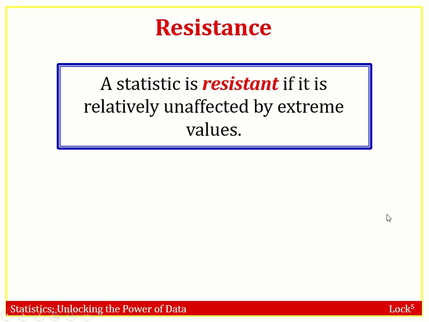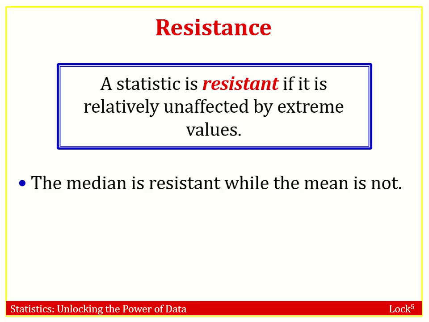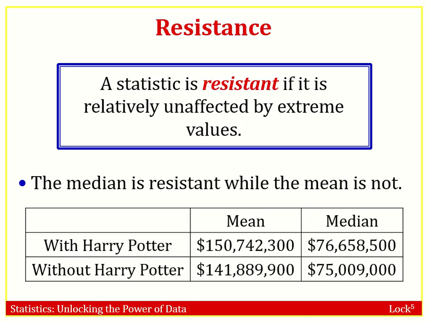Now, some statistics are resistant, meaning they are really not affected by those extreme outliers. So let's look at that. A median is resistant while the mean is not. So we knew that Harry Potter was an outlier, significantly different. So let's look at our mean. Our mean with that outlier in there is this. Our mean without our outlier in there is significantly smaller. However, our median, when we get rid of the Harry Potter movie, really didn't change all that much.